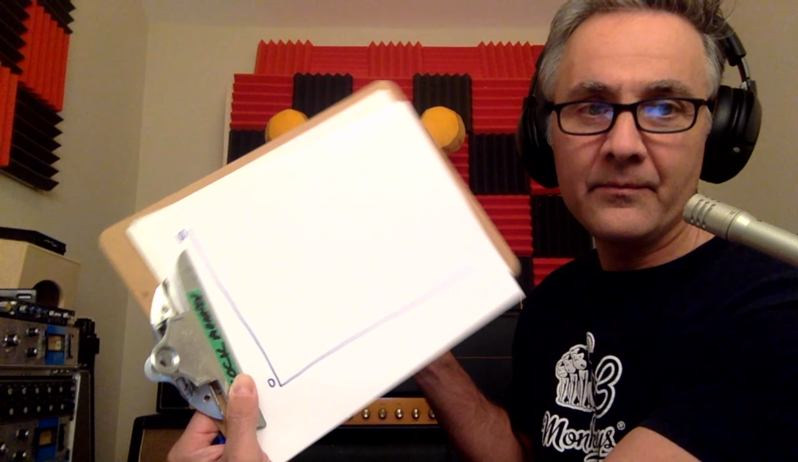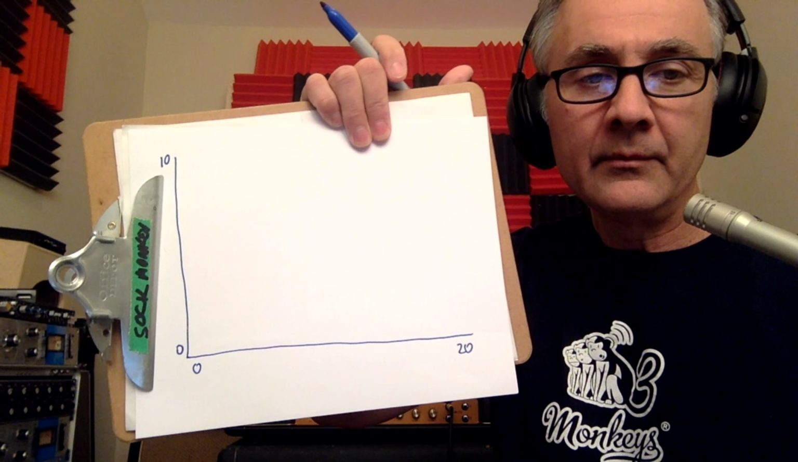So on this side over here, we're going to have, let's say, 0 through 10. All right. And on this side, we're going to have 0 through, let's say, 20. Okay. So this will represent the frequency. So this is the frequency. And this is, let's say, loudness.